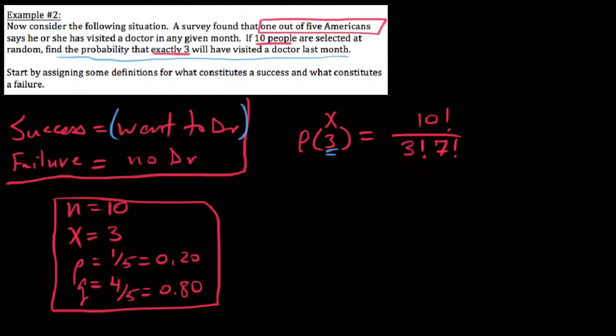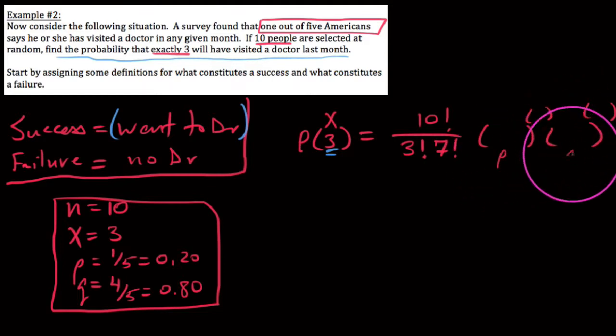We say x factorial times n minus x factorial, where n is 10 and x is 3. This would be 10 minus 3 factorial, or 7 factorial. So we get what we have here in this expression. Now, the next thing we need to put up here are these values. We say p and q to these powers.